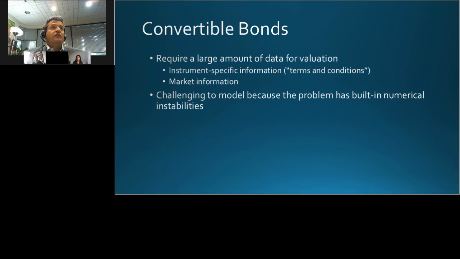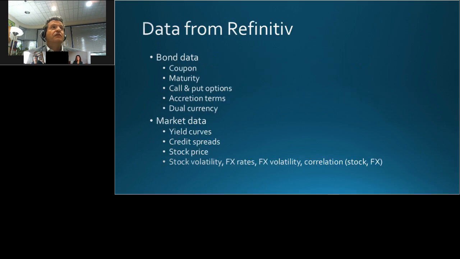So there's a large amount of data for valuation, and it's also challenging to model because the problem has very complex built-in numerical instabilities. Here you see a range of data from Refinitiv. This is not a complete list. This is just a partial list.